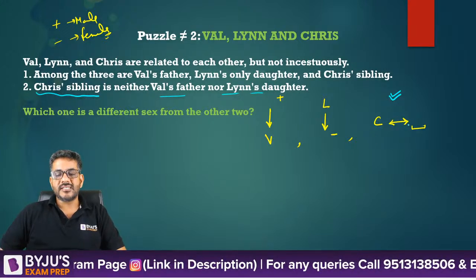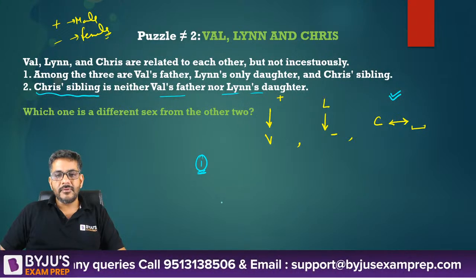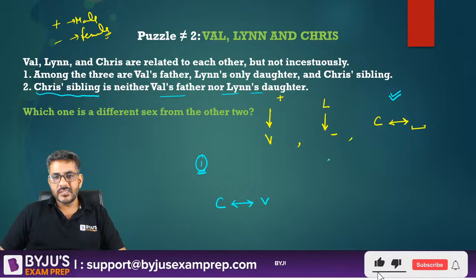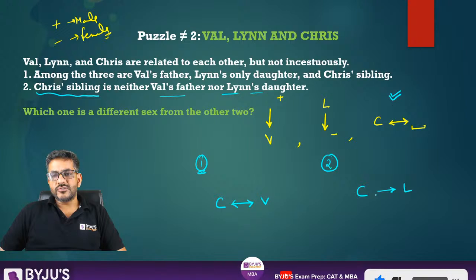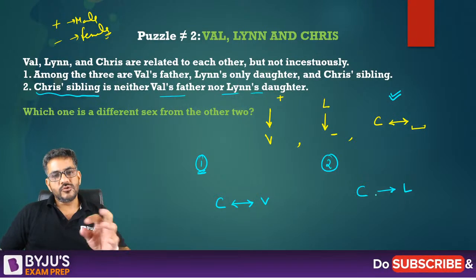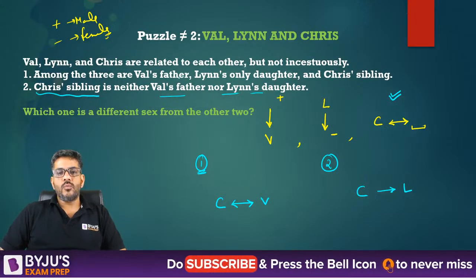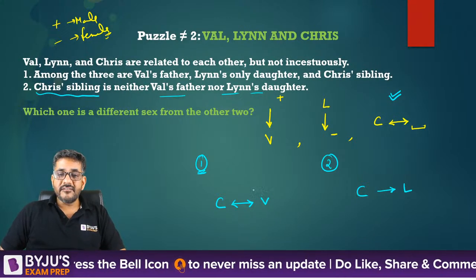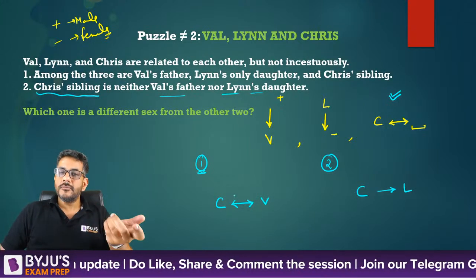So here I am starting with, let us assume case number 1. Chris's sibling. Who can be Chris's sibling? Chris's sibling can be Well. Second case, Chris's sibling can be Lynn. So these are the two possibilities which are there. Chris's sibling can be Well, can be Lynn. Both possibilities. After that, he says, among the three are Well's father. So we also have Well's father over here. Can I say Well's father would also be Chris's father? Because if they are siblings, he would also be Chris's father.